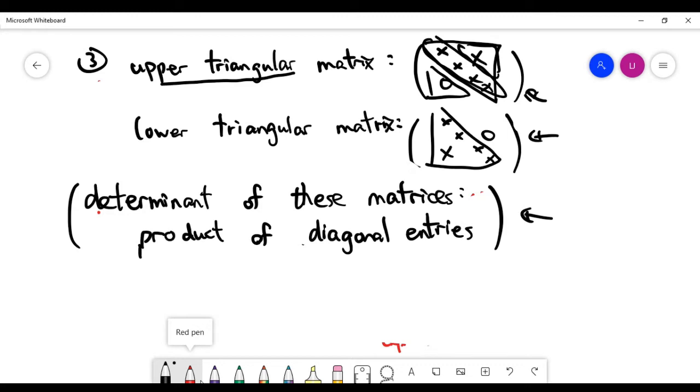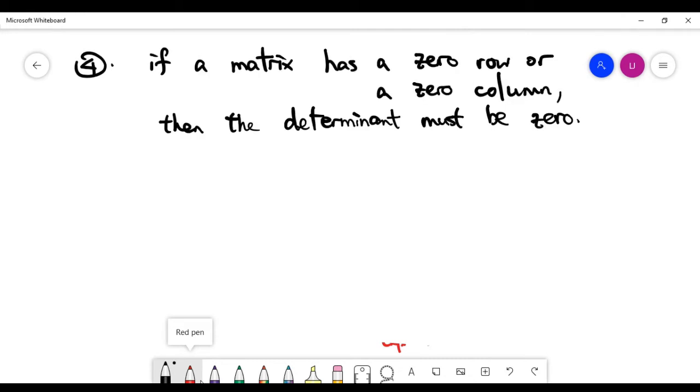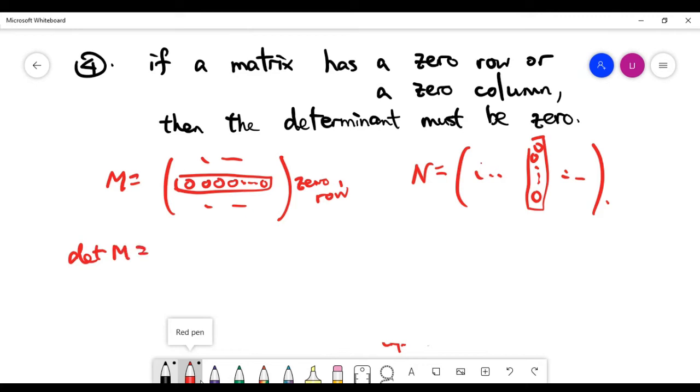And let's look at the next property now. So now I'm claiming that if the matrix actually has a 0 row or a 0 column, the determinant must be 0. Can you see why? I think the answer is obvious because, for example, if you look at the determinant M, let's say one of the rows is totally zeros. All entries are zeros on this particular row. We can just do cofactor expansion on this row, right?